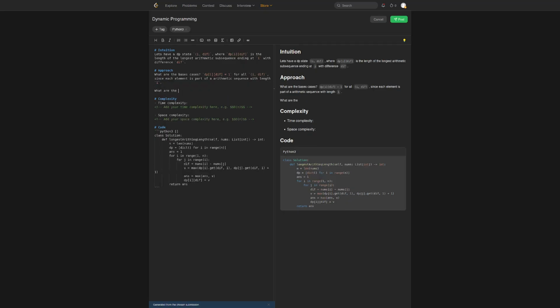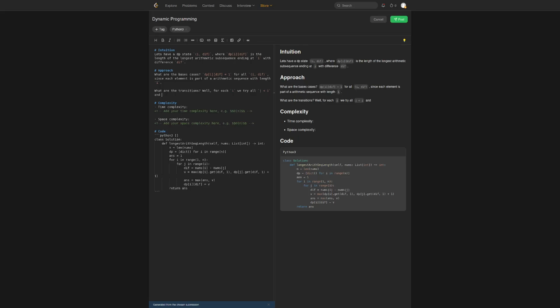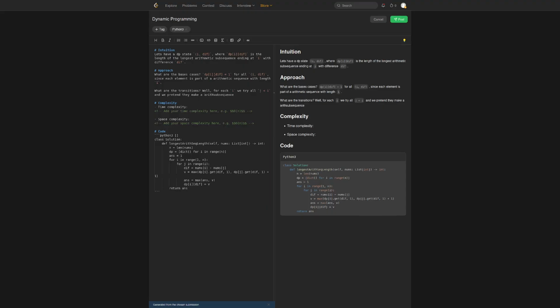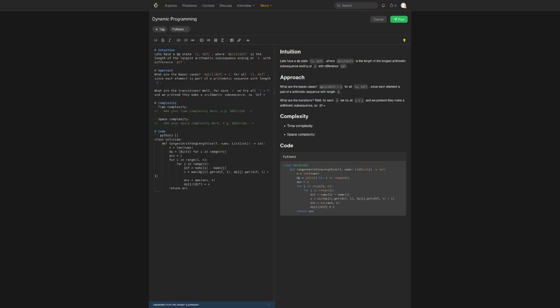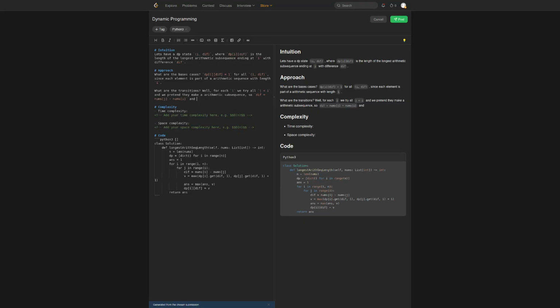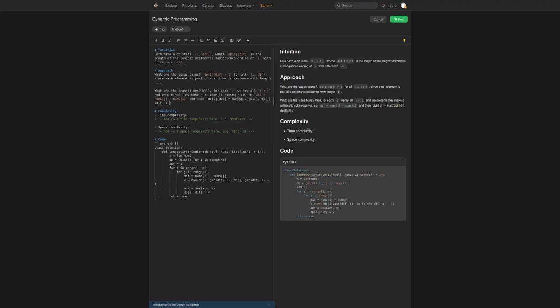Okay, what are the transitions? Well, for each i we try all j less than i, and we are given a diff, and we pretend they make an arithmetic subsequence, so diff is equal to nums[j] minus nums[i], and then dp[i][diff] is max of dp[i][diff] and dp[j][diff] plus 1, with get.